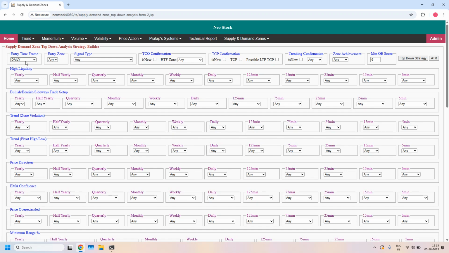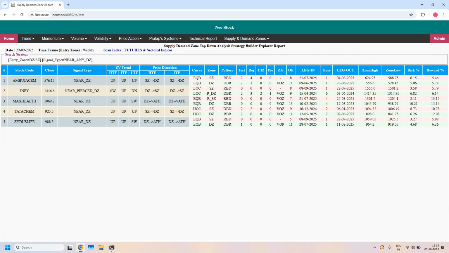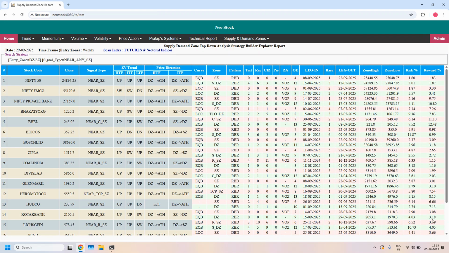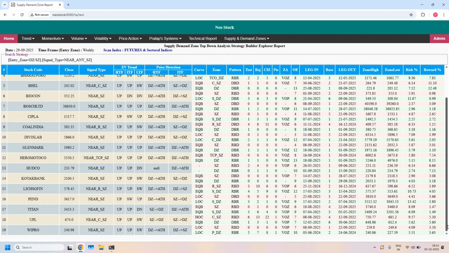Next time frame is weekly. Stocks near weekly demand zone. We got 5 stocks. Next, stocks near weekly supply zone. We got first 15 stocks in the list. Scrolling the list down. Total 19 stocks.